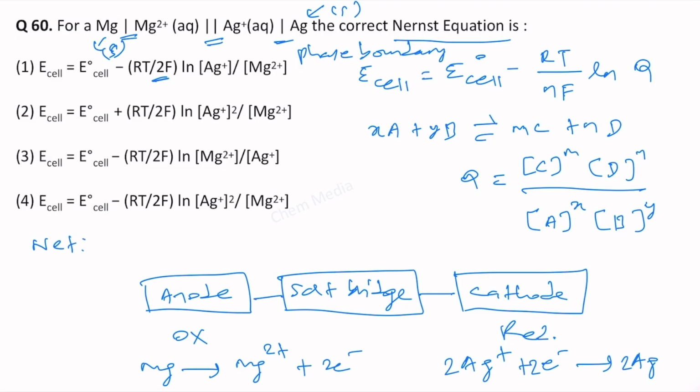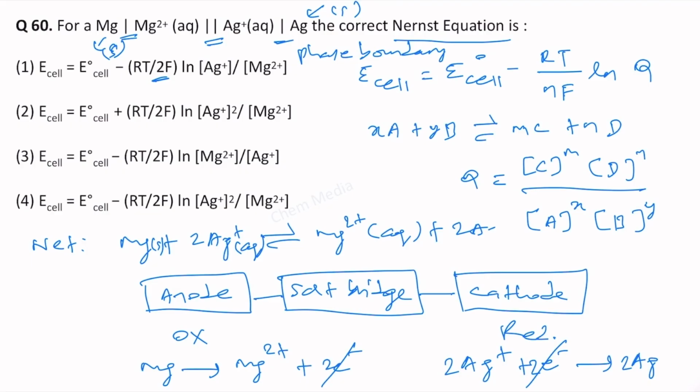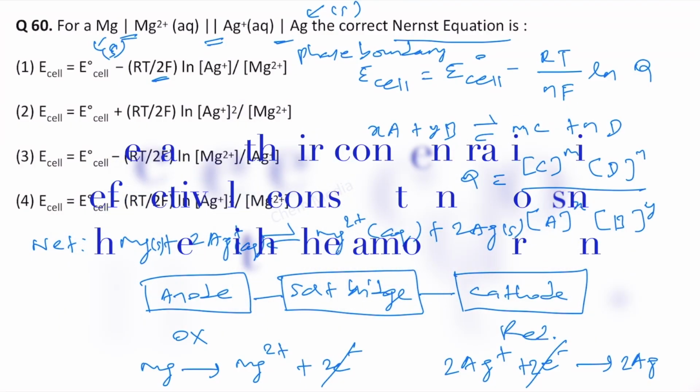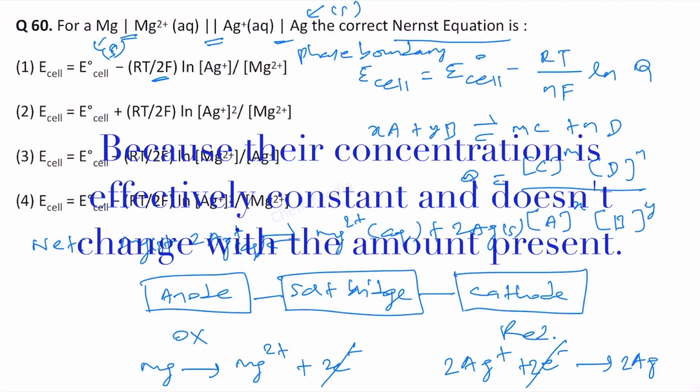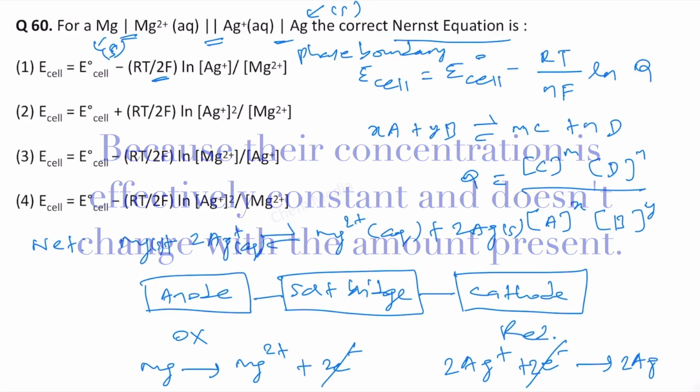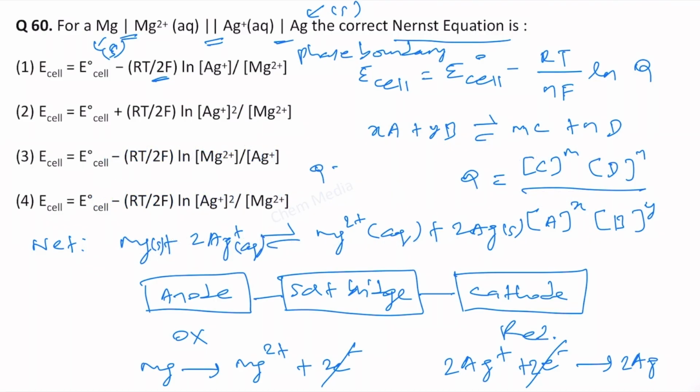So therefore the net is Mg solid plus 2Ag+ giving Mg2+, that is in the aqueous medium, and this is also aqueous medium, plus 2Ag solid. And we don't write the solid in the reaction quotient. So therefore the reaction quotient here is Mg2+ divided by Ag+ squared, with a negative sign.